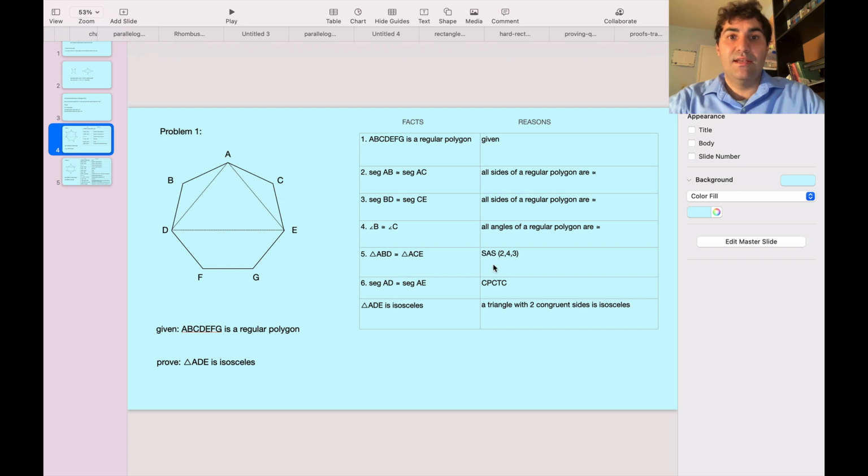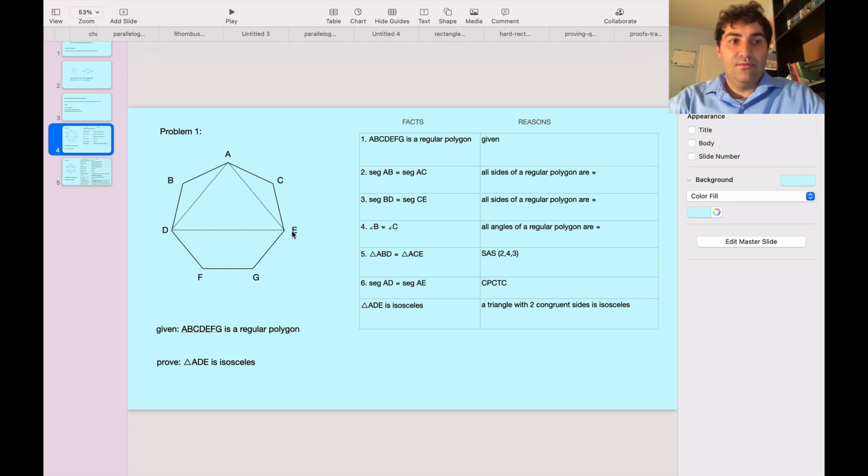So if we apply the side-angle-side postulate to 2, 4, and 3, we get that triangle ABD is congruent to triangle ACE. And by corresponding parts of congruent triangles are congruent, we know that segment AD is congruent to segment AE. Well, a triangle with 2 congruent sides is isosceles, so we conclude that triangle ADE is isosceles.